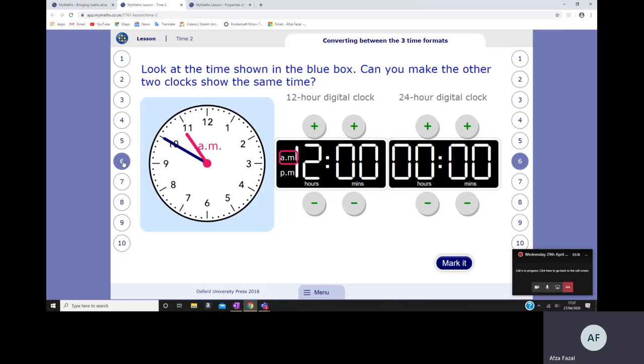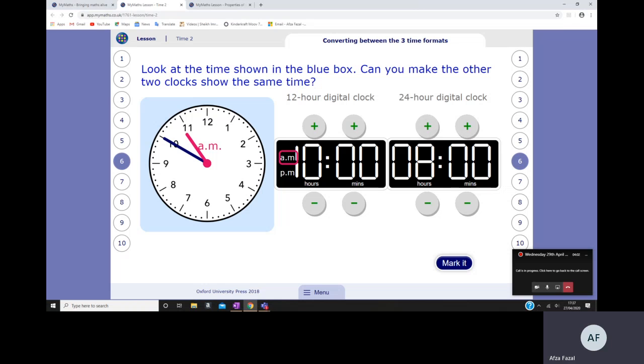Look at the time shown in the blue box. Can you make the other 2 clocks show the same time? So if we look at the hour clock, it hasn't got to 11 yet. So it's just before 11, the hour hand, which is here. As you can see, it's pointing there. So it's not just on the 11. So we know the hour before 11 is 10. So it's saying it's in the morning. So let's put that down to 10.